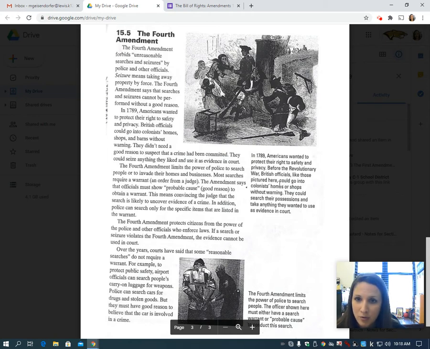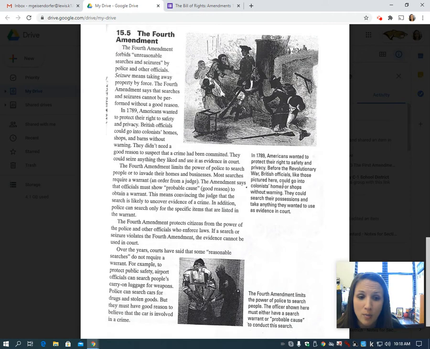It says the Fourth Amendment forbids unreasonable searches and seizures by police and other officials. Seizure means taking away property by force. The Fourth Amendment says that searches and seizures cannot be performed without a good reason. That does not count for your parents. They can do whatever they want. They can search your room. They can take your phone. They can do whatever they want. But the government cannot do that.